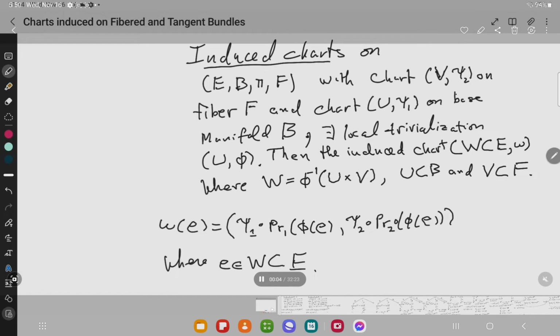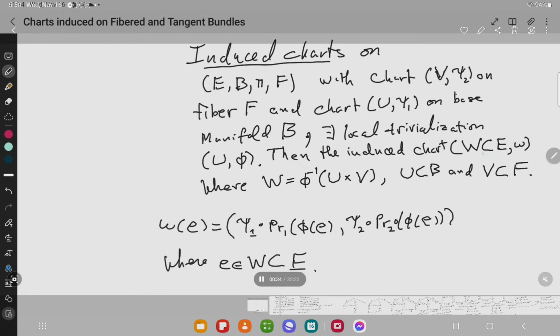Okay, in this video, I'm going to show you how to get the induced chart on the total space E of the fiber bundle. So we're going to have two charts. One is open set V, psi 2, on the fiber F, and the other one is U, psi 1, on the base manifold B, such that there is a local trivialization U, comma, phi, where phi is the homeomorphism.